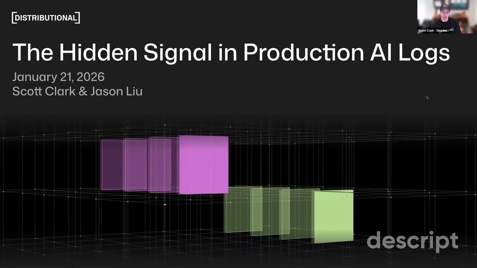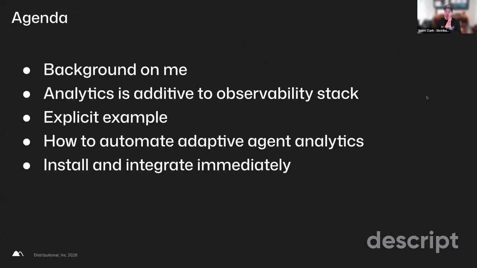I've got an agenda for us here where I'm going to talk a little bit about why you should listen to me at all, and then you can make the decision about whether or not you stay for the rest of the talk. But I'm going to talk about how analytics can help augment and be this additive component to the observability stack for Gen AI applications. I'll walk through an explicit example showing a demo of the product that we've built at Distributional. And then I'll talk about some of the underpinnings of what we did, some of the trade-offs we made and some of the system underneath it.